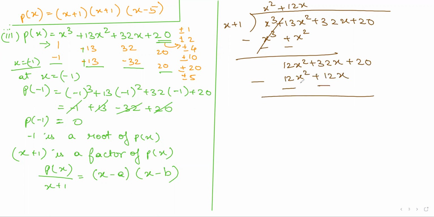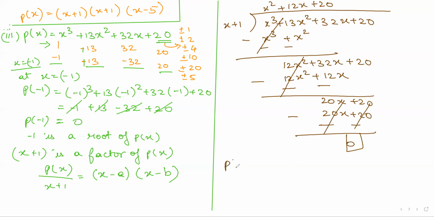Subtraction, cancellation. 32x minus 12x gives you 20x plus 20. So all you have to do is add 20, because 20x divided by x is 20. 20 multiplied by this will give you 20x plus 20. Subtraction, cancel, your answer is 0.